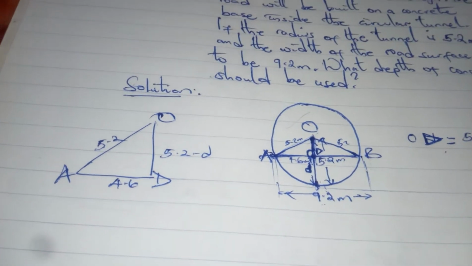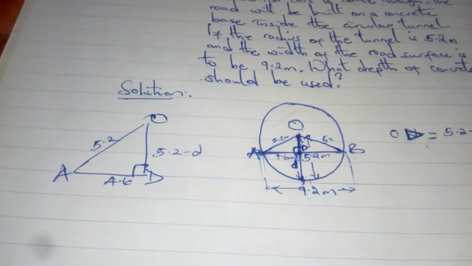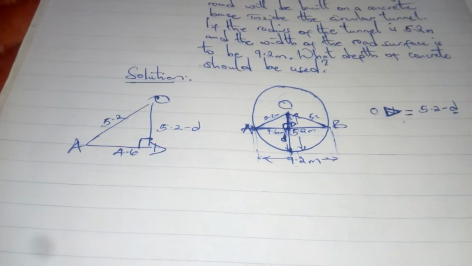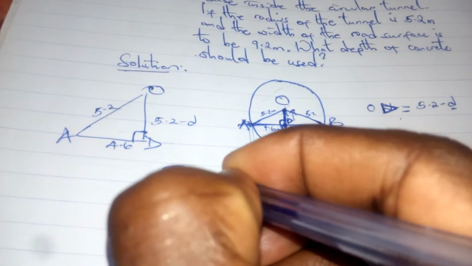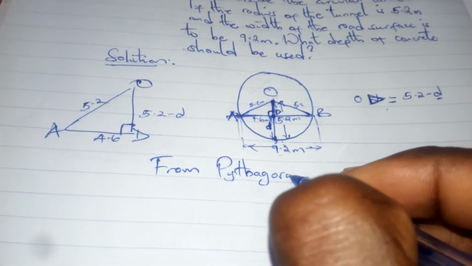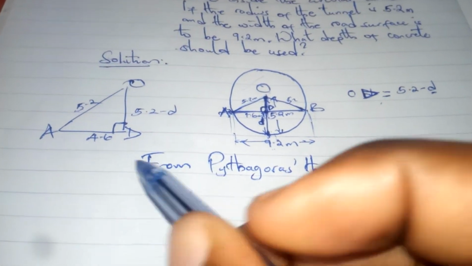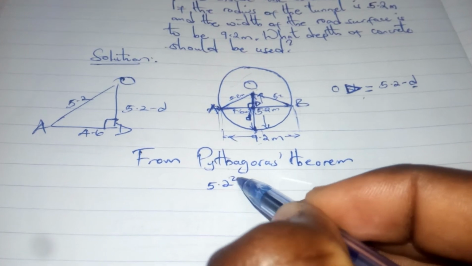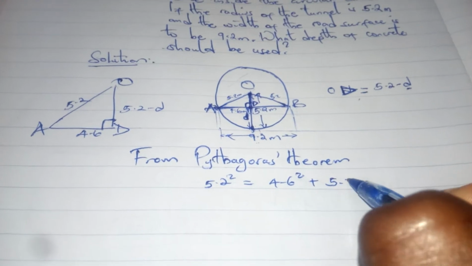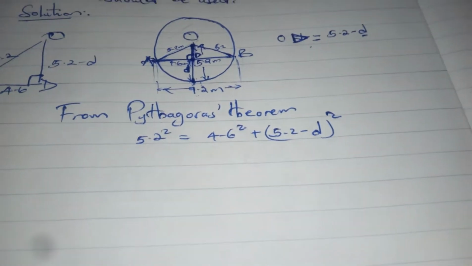Okay, now what do you realize from there? Since this is a right angle triangle, as you can see, it's right angled, we can just apply Pythagoras theorem. Pythagoras theorem is going to help us here once again. So from Pythagoras theorem, we realize that 5.2 squared will be given by 4.6 squared plus 5.2 minus D, all of that squared, if you remember your Pythagoras theorem very well.